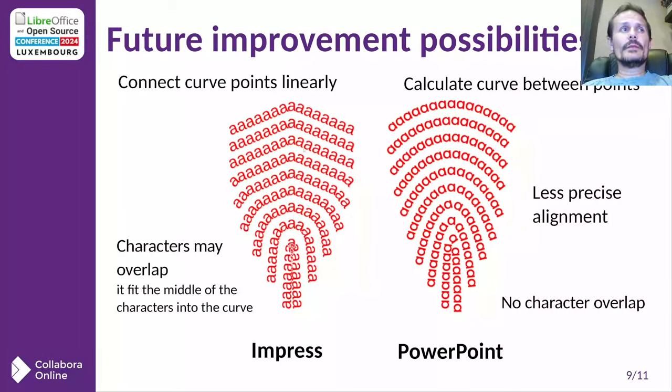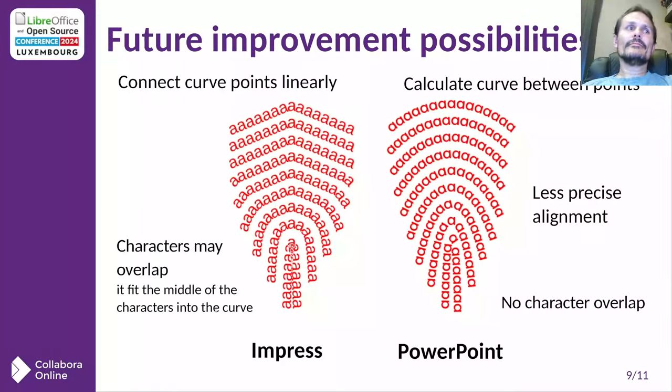The other thing which could be improved is that characters could overlap with each other. You can see PowerPoint carefully puts the characters so they do not overlap with each other. We could enhance it, maybe easily. Right now we put the characters to the baseline so that the middle of the characters is fit into the curve. If we fit the bottom part of the characters to the curve, then this text would move a bit outside, and probably it will not overlap with each other. And here it will be wider too. There would be more space. I think it would not overlap with each other.